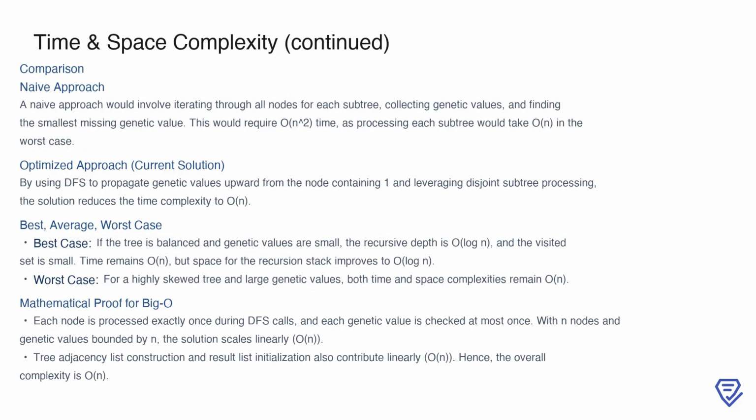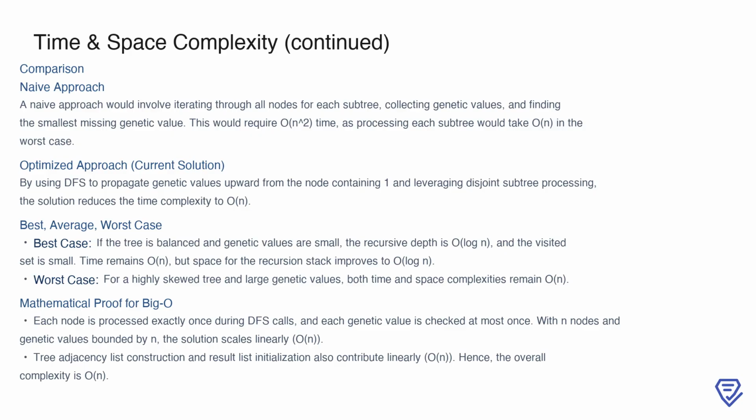Finally, let's compare our optimized approach to a naive solution. In a naive approach, we would iterate through all nodes for each subtree, collect the genetic values, and then determine the smallest missing value. This involves processing each subtree independently, leading to a time complexity of O(n squared) in the worst case, as every node and its descendants would be reprocessed multiple times. In contrast, our optimized approach uses DFS to propagate genetic values upward from the node containing 1, ensuring that each node and its subtree are processed just once. This reduces the time complexity to O(n).